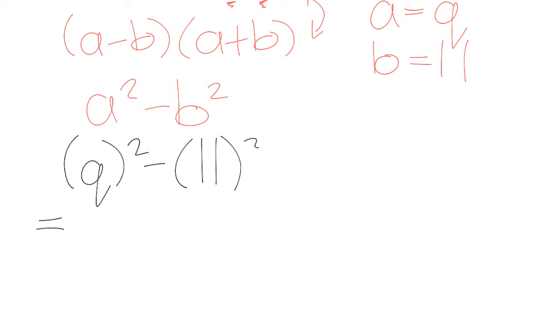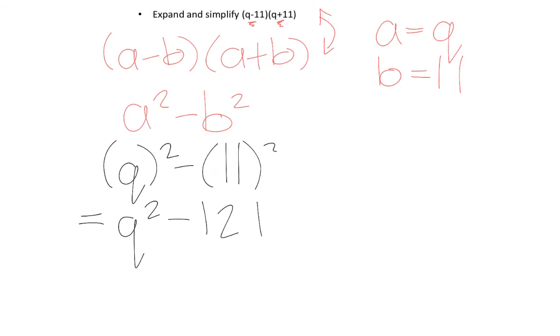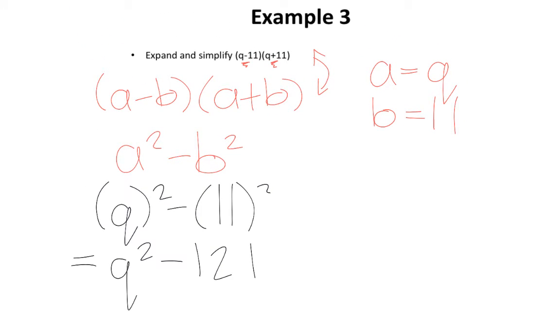Q to the power of 2 is q squared. And 11 to the power of 2 is 121. This cannot be simplified any further, therefore q squared minus 121 is your final answer. Now, a lot of students are going to ask me, well, does it have to be in this order? Does it have to be a minus b multiplied by a plus b? The answer is no. It could be a plus b multiplied by a minus b, and you would get the exact same answer.